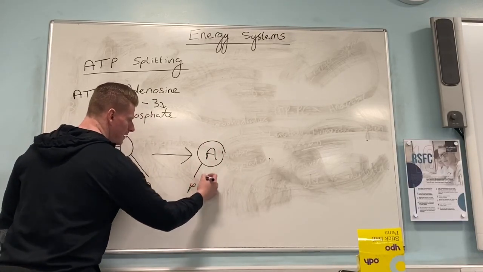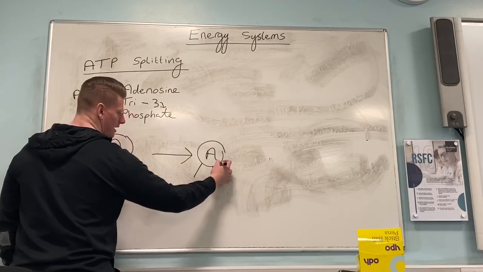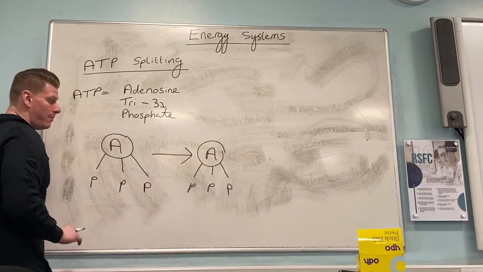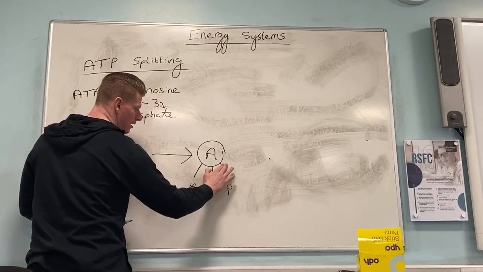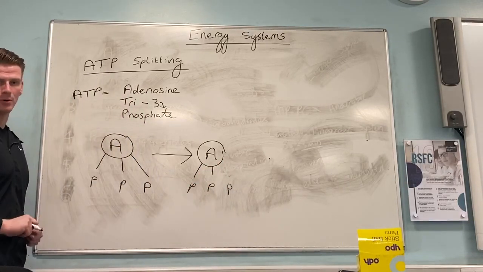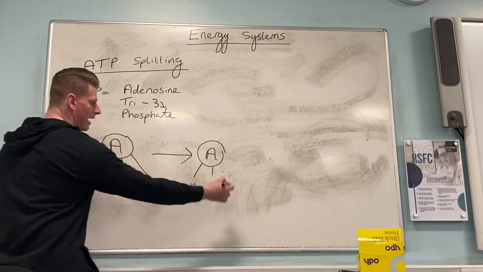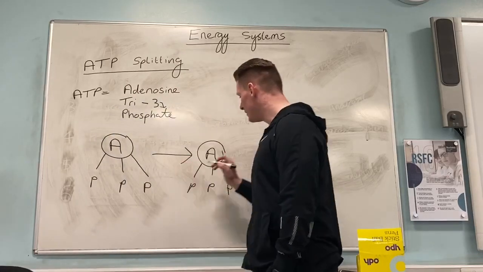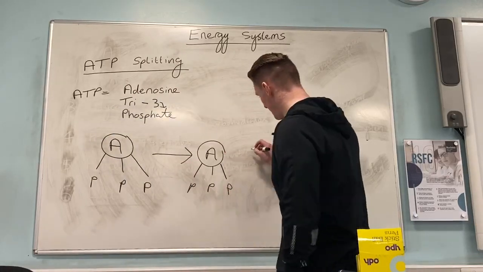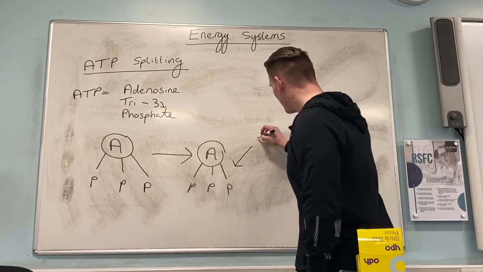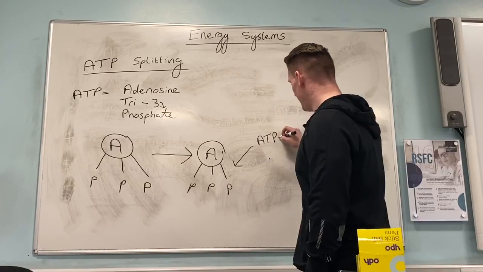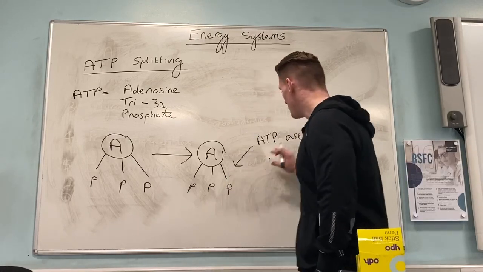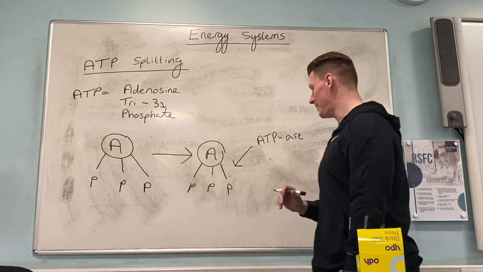However, one of these phosphates is going to break off. So here it's still the same, but all of a sudden it gets broken off. Now for that to happen, I need something called an enzyme. Now we've got our first anaerobic enzyme, which is going to be ATPase. If you do biology, you might know this by a different name. However, for us, this is going to be ATPase.